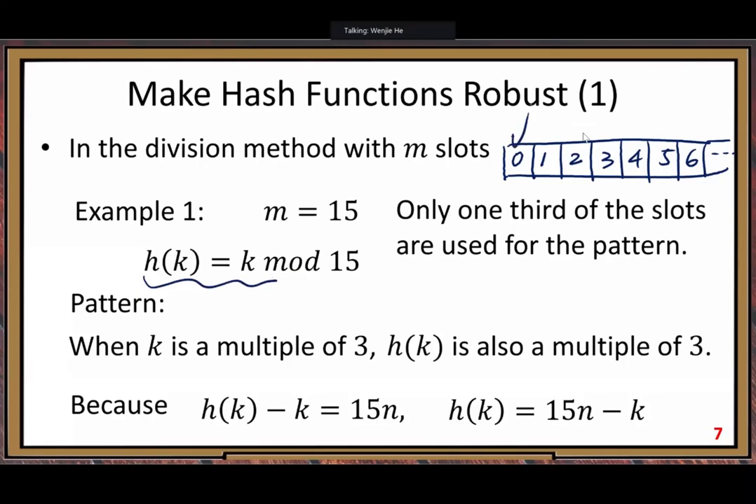slot can be used because it is a multiple of 3. This slot can be used. This slot can be used. But slot 1 can never be used, right? Slot 2 can never be used. Slot 4 too. You can see the usable slots are only 1/3 of the total storage space. Then you waste 2/3 of the space, right? In this way, you waste 2/3 of the space.